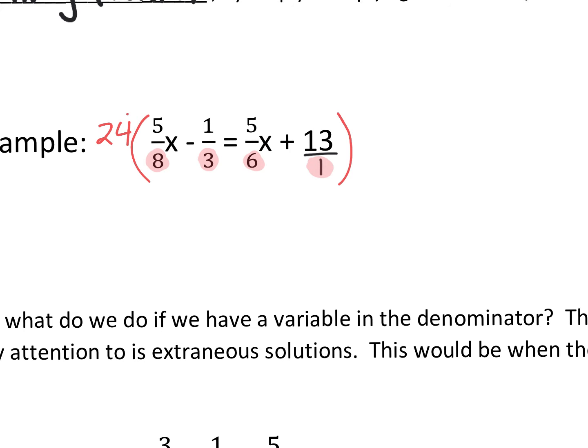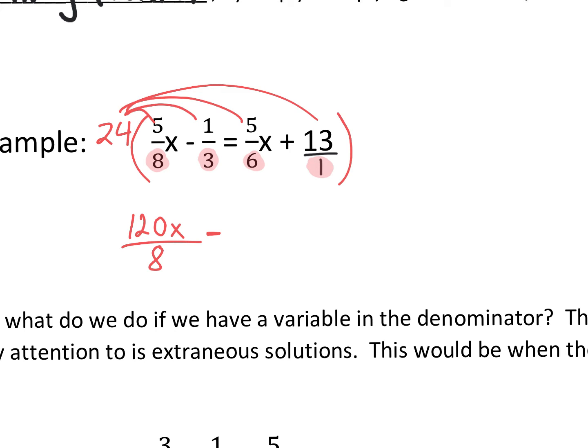Then what happens is I distribute to every single thing that I have. And then what I do is I just multiply that 24 by the top and I leave the bottom alone. So 24 times 5x is going to be what? It's 24 times 5. So 120. 120x and leave it over 8. Don't change the denominator. Not yet. Okay, then we're subtracting. We leave that alone.